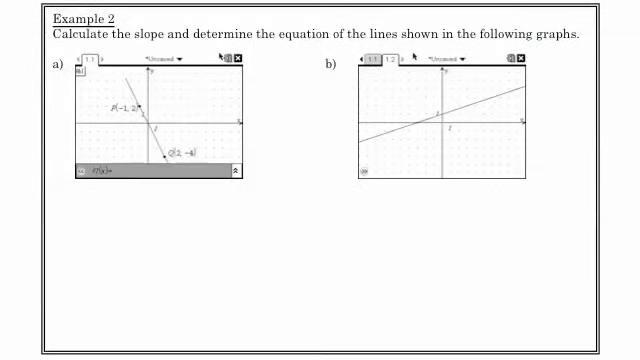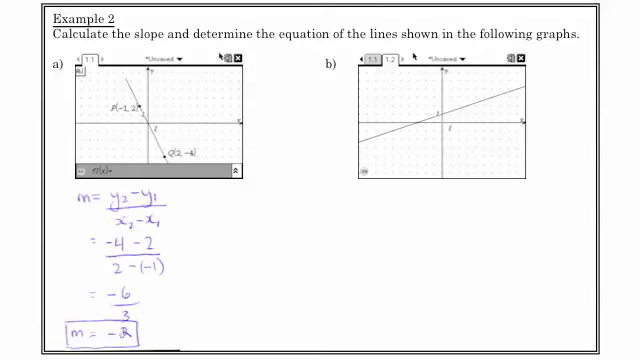So here's an example where we're going to calculate a couple of different slopes. In the first one, the points are given, and in the second one, we're going to calculate the points from the graph. We're going to read the points off the graph. So here's the first one. We've got point P at -1, 2, and we've got point Q, which is 2, -4.